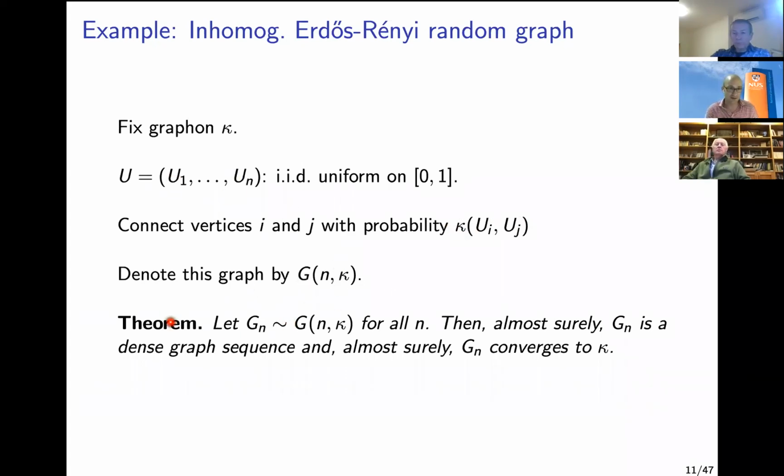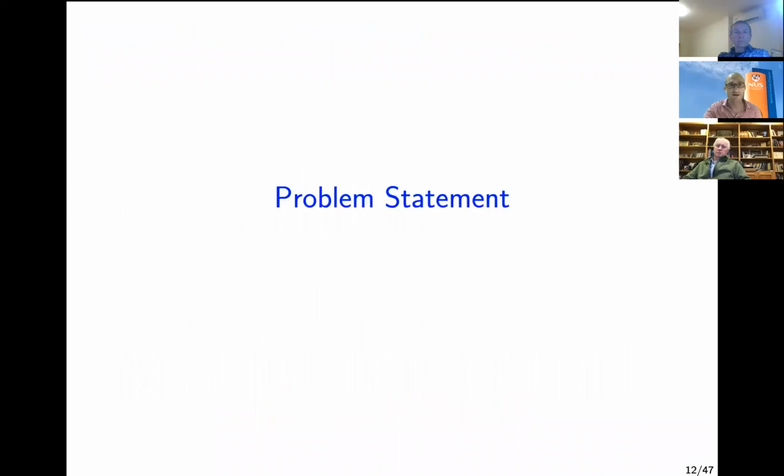And the theorem is that, again, almost surely this is a dense graph sequence if this kappa is fixed, and almost surely Gn converges to kappa. In other words, if I want to write it down, Tf of Gn converges almost surely to Tf of the kappa we started with. So we're not getting a different kappa, we're getting the same kappa back. And you can show this pretty easily using concentration results like McDiarmid's inequality and things like that. So that's quite straightforward using probabilistic off-the-shelf tools.